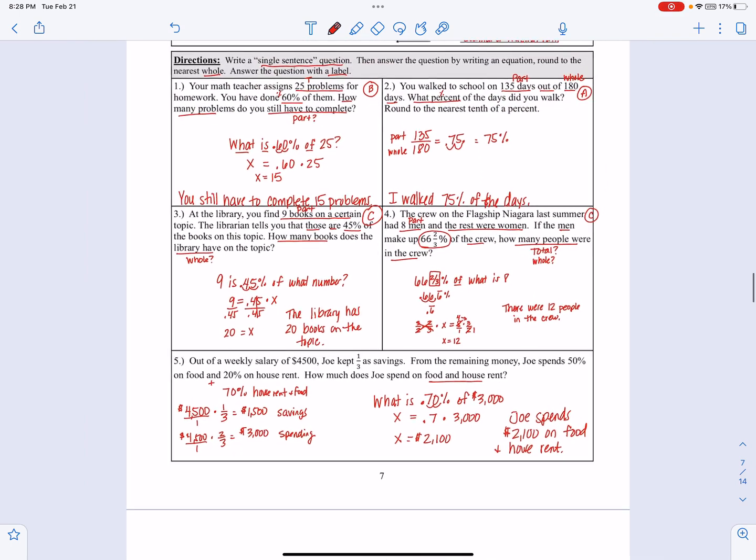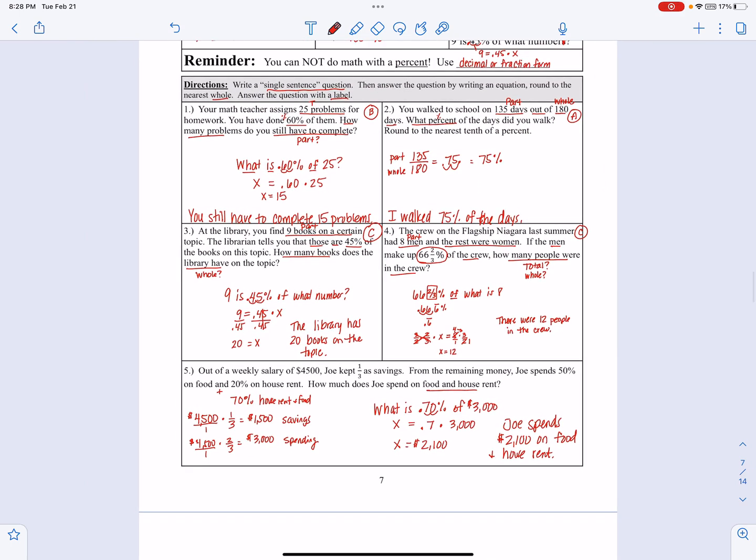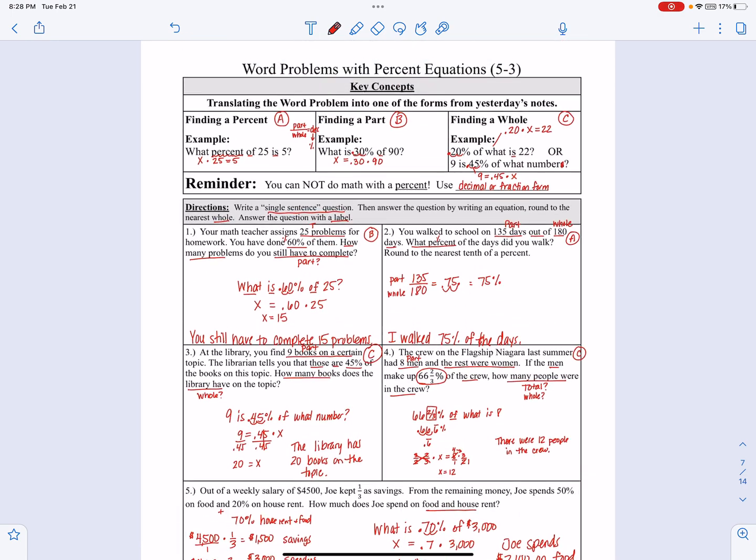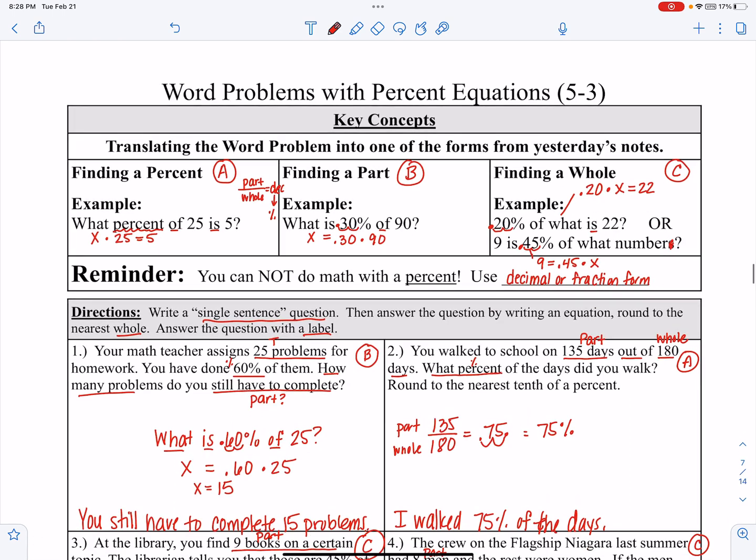So this will take time. It really just, don't get discouraged because it really does just take practice identifying the thing you are trying to find and then remembering that translation format, okay, up in the top. Okay, but with practice, you will start to recognize and recall those three styles that you need to set it up as.